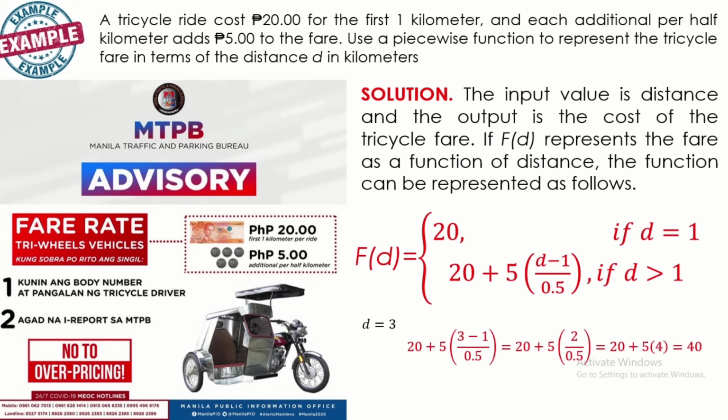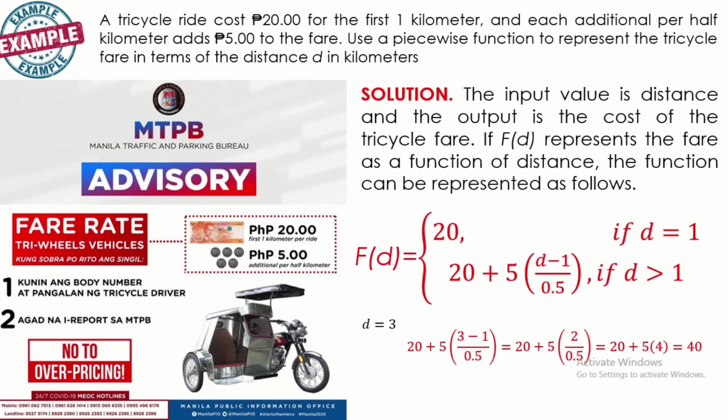So, isa-substitute lang natin dun sa d natin sa formula. So, 20 plus 5, palitan nyo yung d ng 3, minus 1, divided by 0.5, equals 20 plus 5. So, 3 minus 1 is 2, divided by 0.5, and 2 divided by 0.5 is 4. 4 times 5 is 20, plus 20, 40 pesos. So, ang ibabayad nyo sa tricycle ay 40 pesos lang kapag naka 3 kilometers kayo, no?